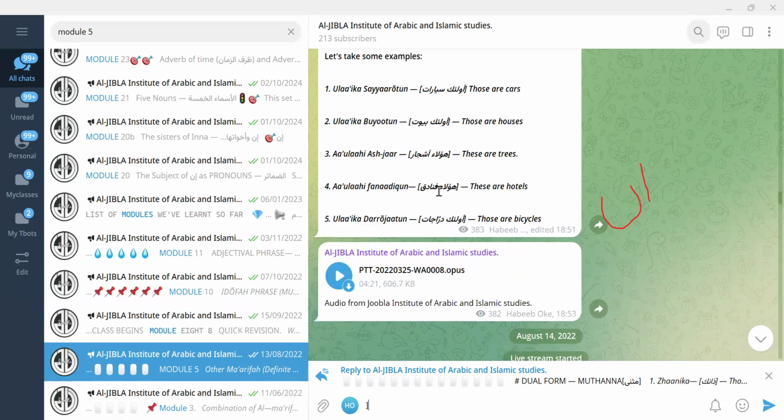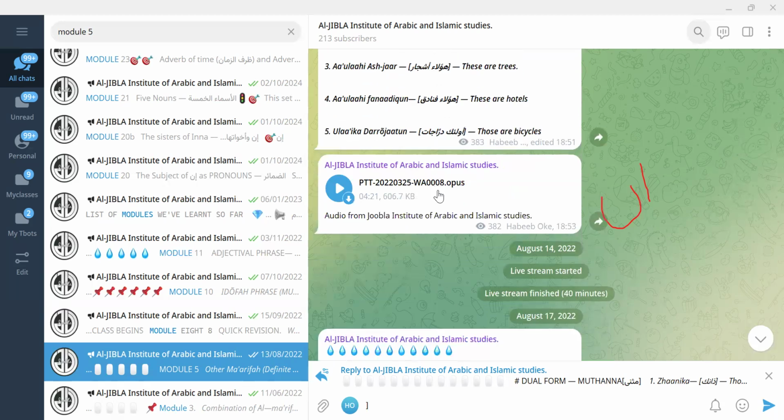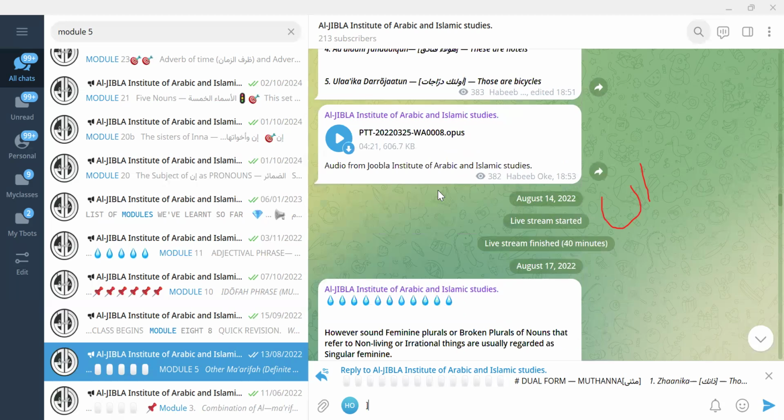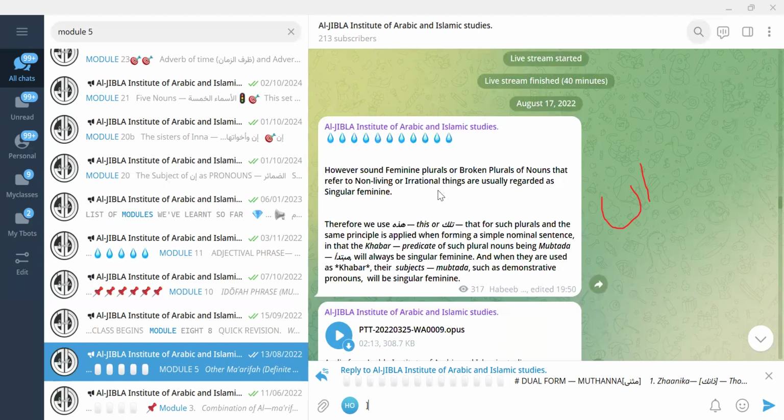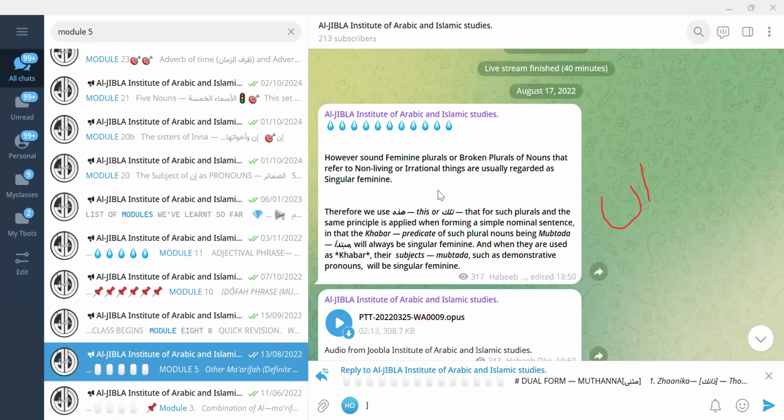But in the actual sense, what do we use for irrational beings? We said using ulaika is permissible, but what is the major thing? What's the main thing we use for irrational things? Let's take note of this principle. Sound feminine plurals or broken plurals of nouns that are irrational, that is, things that are non-living or objects, are usually regarded as singular feminine.